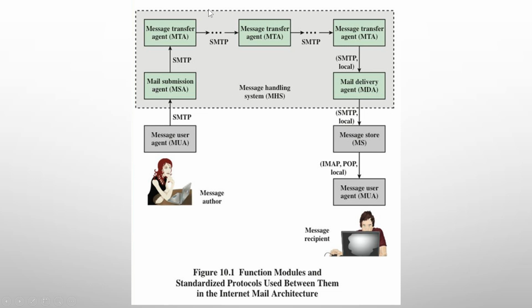This is the MHS, and Alice's message user agent performs initial submission to the MSA. Bob's message user agent, that is here, processes the received mail and stores the mail or displays the message to Bob. Next, we have the mail submission agent.